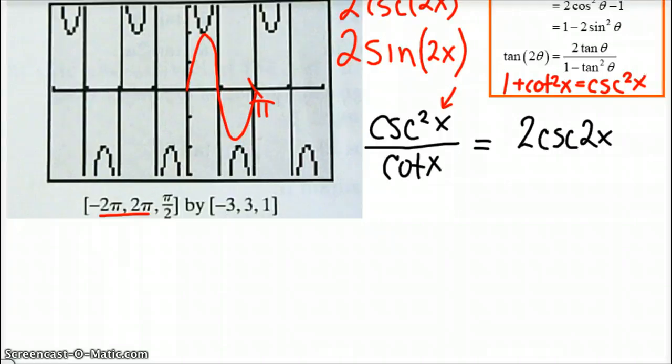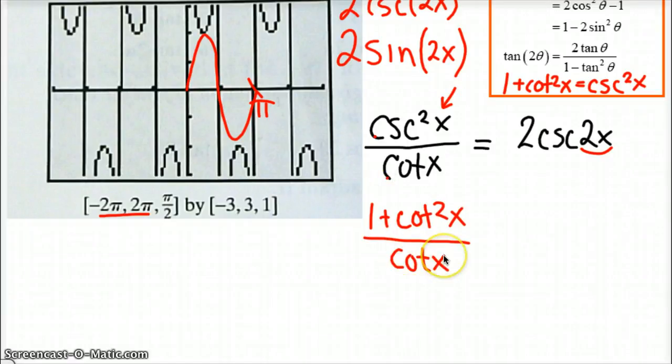The right-hand side, I do need to get rid of that too. So we're going to do that as well. We're going to work with both sides. We're going to do what's called meeting in the middle. So I'm going to start with taking this cosecant squared of x and replacing it with 1 plus cotangent squared of x. I like this because I see the denominator is going to allow some simplifying.